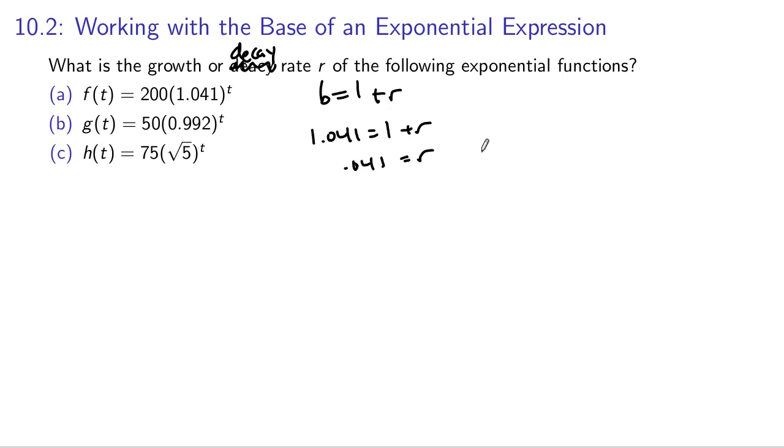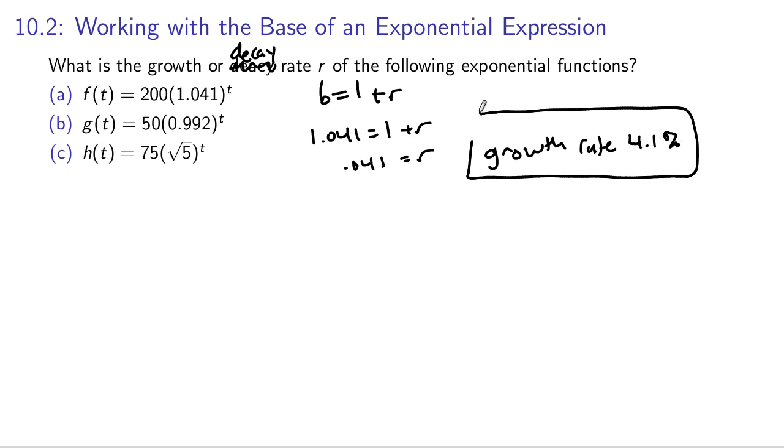And writing that in terms of a percentage rate, this is how we would normally say it in English. We'd have a growth rate of 4.1%. Moving a decimal back to the right twice, so that we could divide by 100, multiply by 100 to get the percent. That was A. Part B.